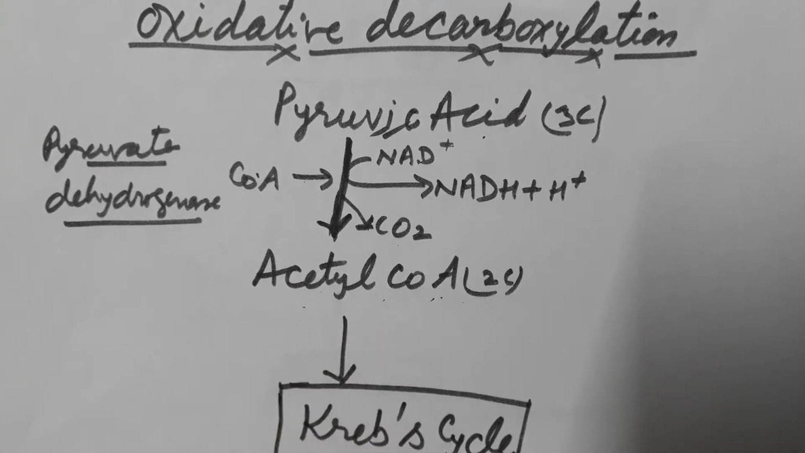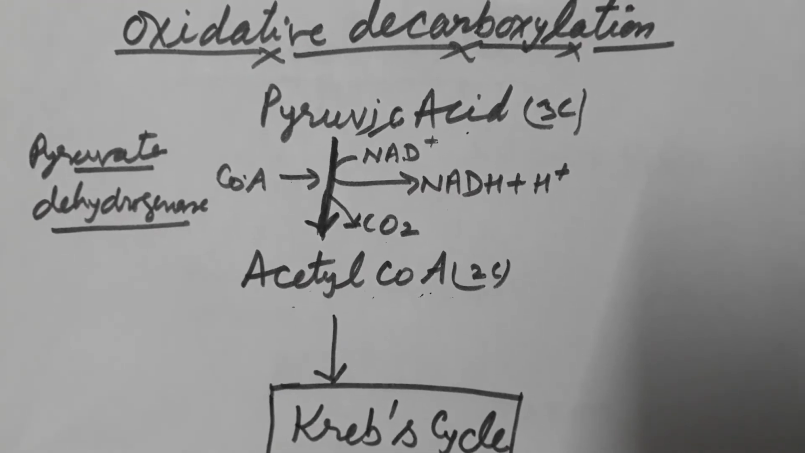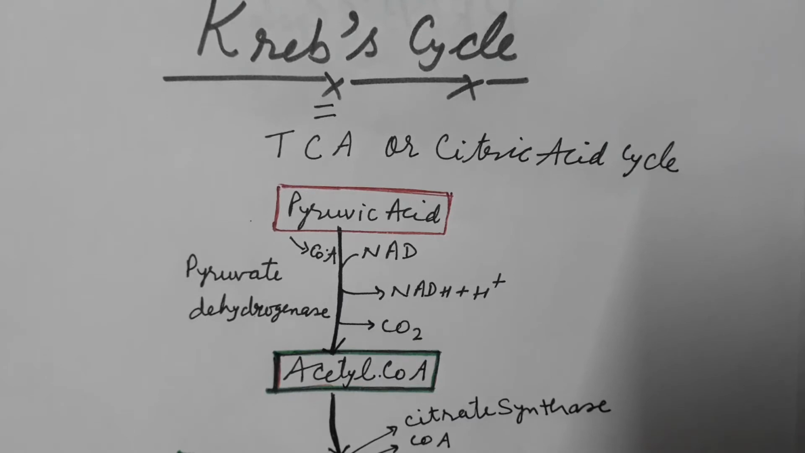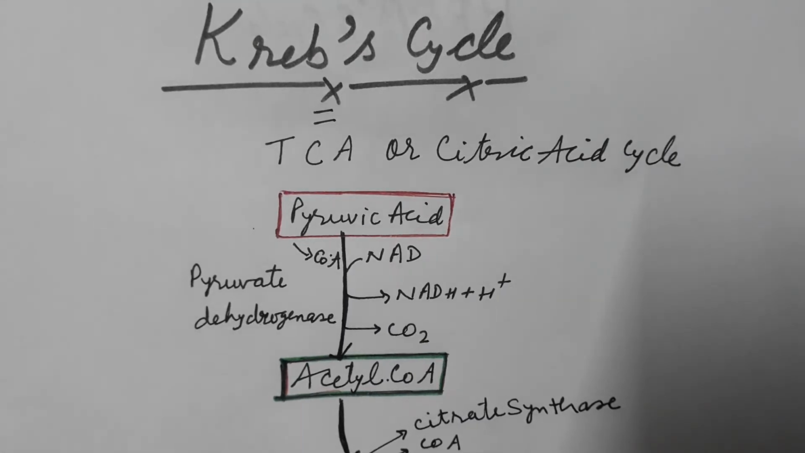Now these acetyl coenzyme A enter the Krebs cycle. The next topic we are going to discuss in this video is the Krebs cycle. The Krebs cycle is also known as the TCA or tricarboxylic acid cycle, because the first substance formed in the Krebs cycle is a tricarboxylic acid, that is citric acid. So we call it the tricarboxylic acid cycle or citric acid cycle. The name Krebs is given on the basis of the scientist Hans Krebs, who described it for the first time.